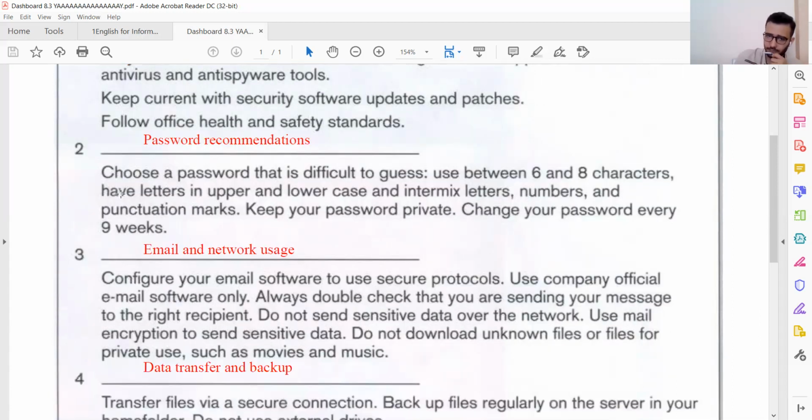The third paragraph. Configure your email software to use secure protocols. Use company official email software only. Always double check that you are sending your message to the right recipient. Do not send sensitive data over the network. Use mail encryption to send sensitive data. Do not download unknown files or files for private use such as movies and music.